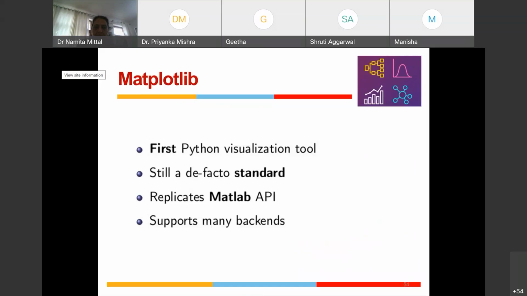So Matplotlib is the first Python visualization tool. Still, it's a de facto standard. So far, it has not been proven otherwise, but still it's state of the art. It's not written in books, but nothing better has come so far in terms of Python. On top of Matplotlib, we have other things. The second thing, it replicates MATLAB. It works like the MATLAB API. So it has some drawbacks as well, but it supports many backends. It's kind of open source.